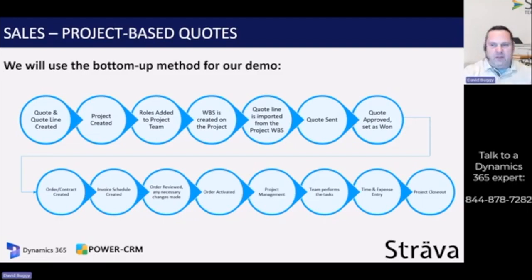So we're going to go through quote. We're going to have a project that was created for the estimating where you add roles to the project team. You build out the task list or work breakdown structure that becomes the estimate of labor. That gets pulled back into the quote, gets sent. And then if the quote is won, then what happens there is an order gets created, also known as a project contract. They're the same record, but on the project side, it's called a project contract.